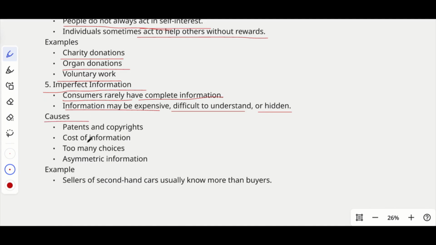And what will be the causes of that? Patents and copyrights, cost of information, too many choices, and asymmetric information. For example, the sellers of second-hand cars usually know more than the buyers, right? So whenever you're trying to buy a second-hand car, whatever the owner says, that is all you know, right? You don't have additional access to any other information. So you will only get to know about the car once you buy it, right? So that is how it works. I hope it is clear for everyone.